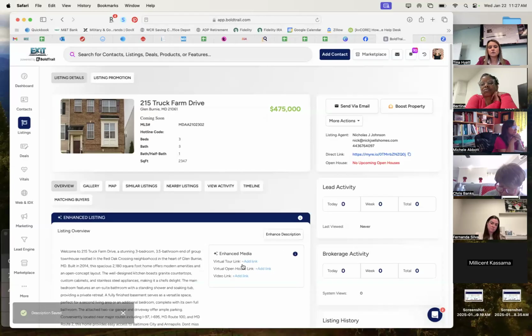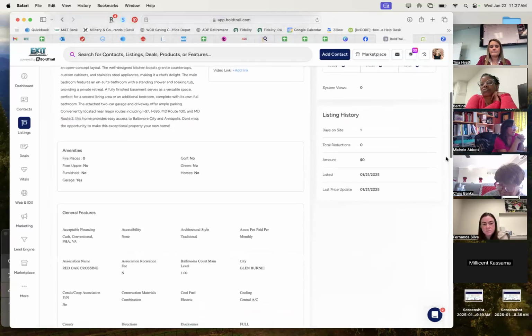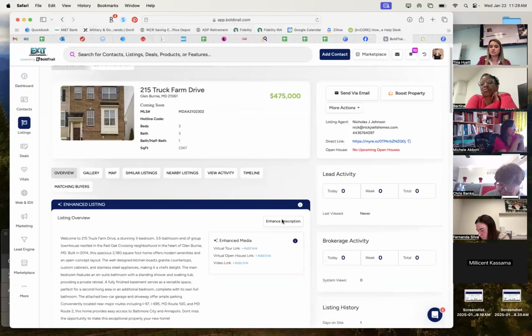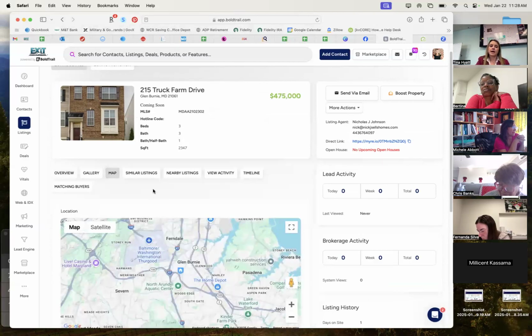The other thing I can do is I can enhance media. So if I have a virtual tour link, if you do the Zillow showcase listings, they give you like the Matterport tour and the video link. You can put those in here as well. I could put the virtual tour link, I could put the video link and link them all in here. So I can edit all of these features in the enhanced description option. I can go in, so it shows you the map feature.